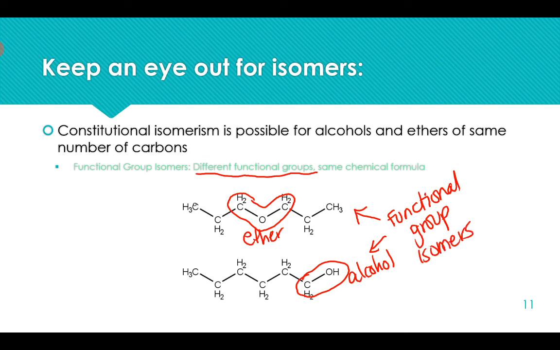We can see that both have 6 carbons. 1, 2, 3, 4, 5, 6. Both have 1 oxygen. And then they have 2, 4, 6, 8 plus 6 is 14 hydrogens. So both are C6H14O, but one's an ether and one's an alcohol.